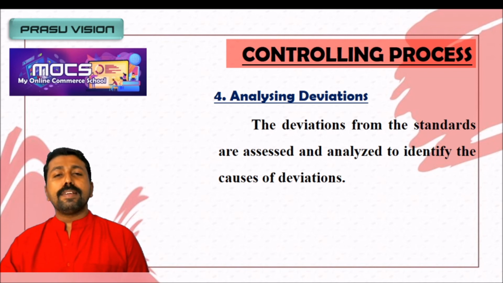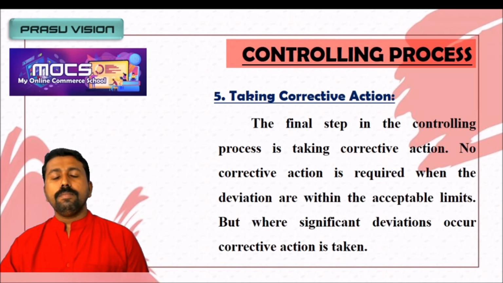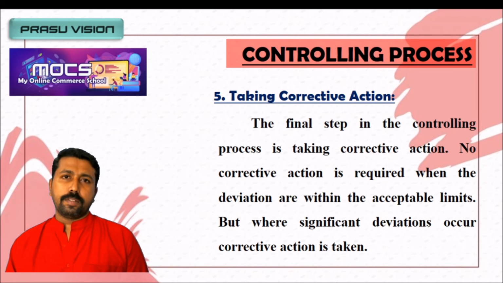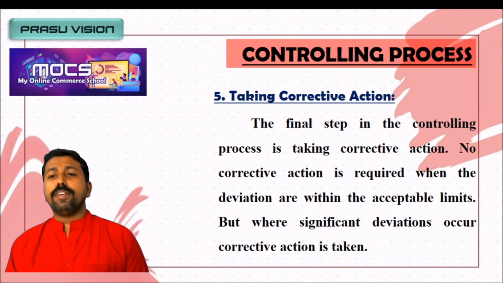And the last step in controlling is taking corrective actions. Once the deviations are identified, we have to take the necessary steps to overcome all the deviations and not to let these deviations occur in future. So the final step in the controlling process is taking corrective action.